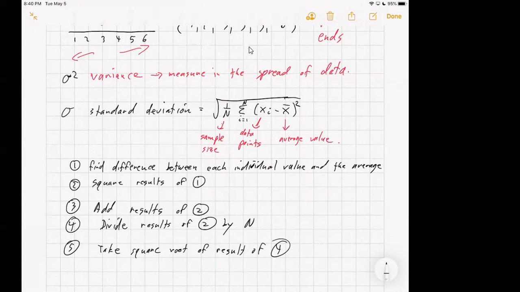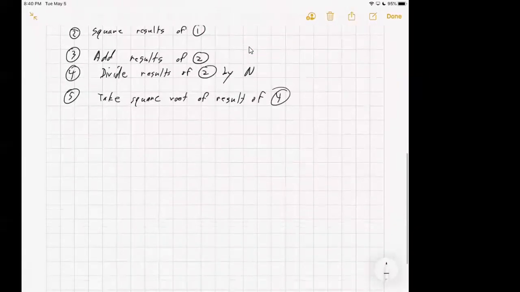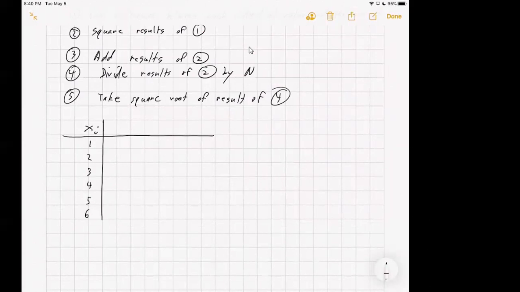So what I would encourage you to do is to make the following table when you're working with data. This table represents these 5 steps. The first thing you're going to want to do is write down x of i. For our first data set, it's this easy. It's the elements of the data set, the numbers 1, 2, 3, 4, 5, and 6. Those 6 values are the individual x values.